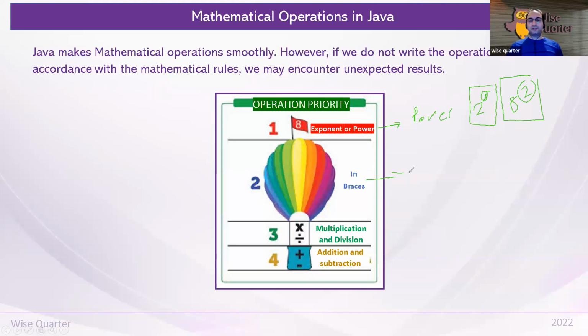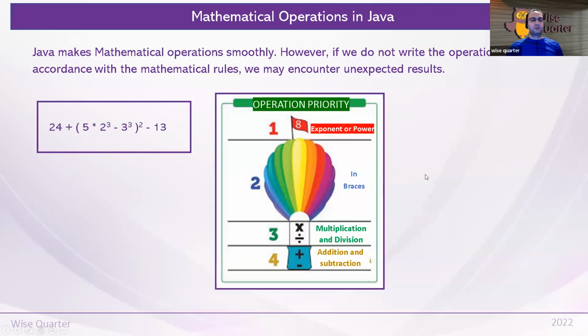Second, always start from braces, brackets, whatever you say. If there are normal brackets in the calculation, first you need to calculate whatever is inside of them. Third, if there is a multiplication or division, you should calculate them before addition or subtraction. Power, brackets, multiplication or division, and addition and subtraction. There will be a few examples here, and we will try to solve them.